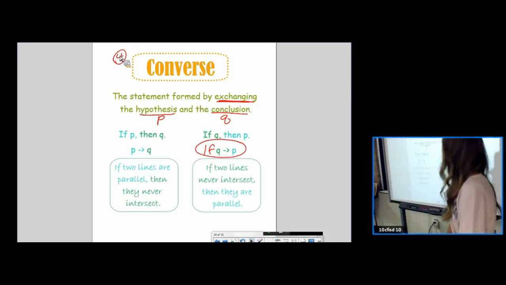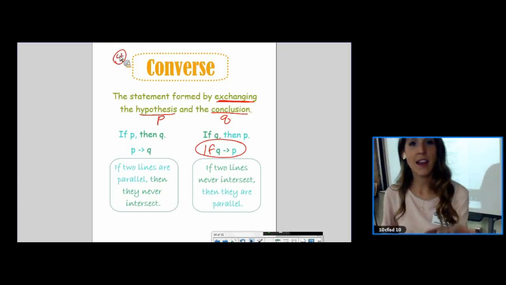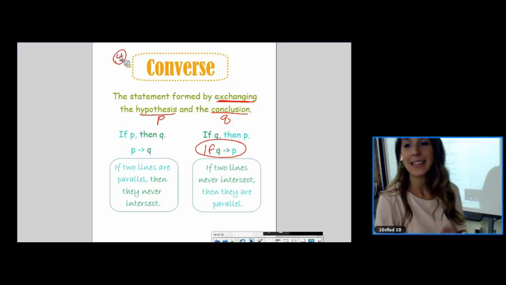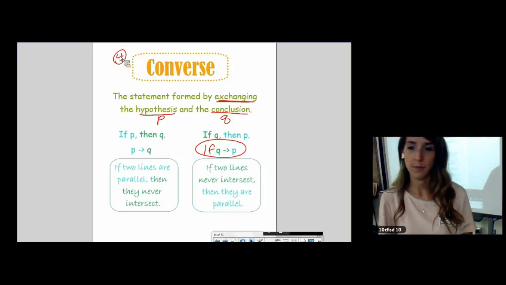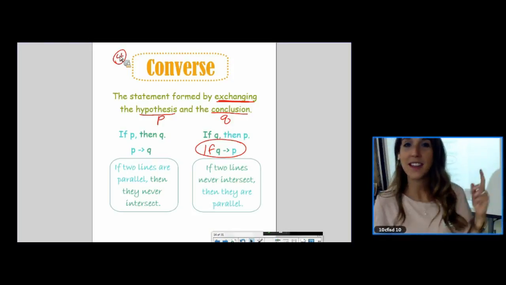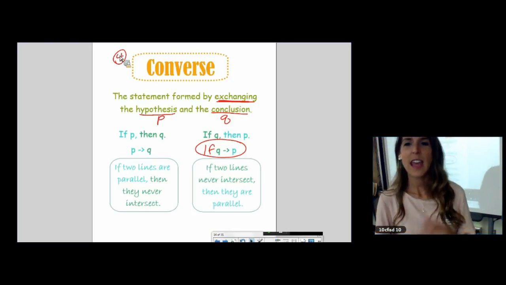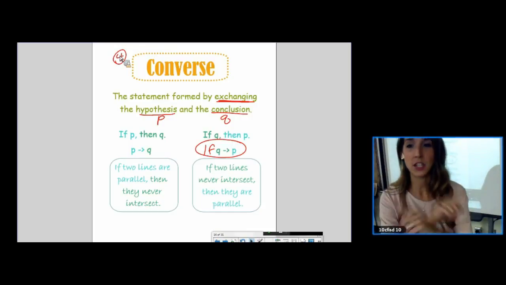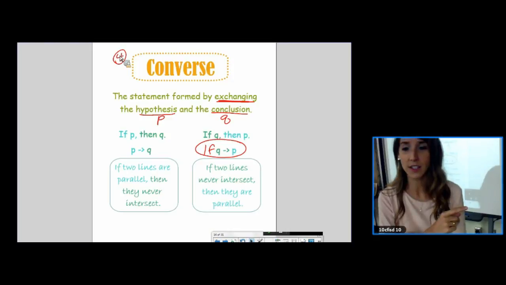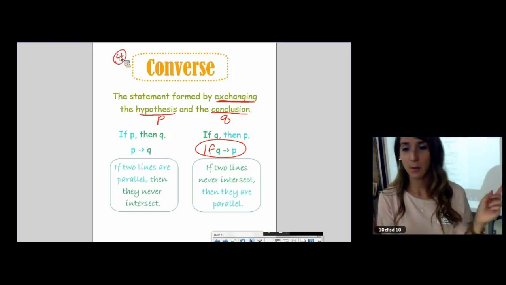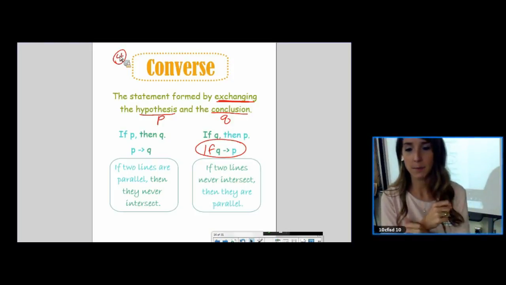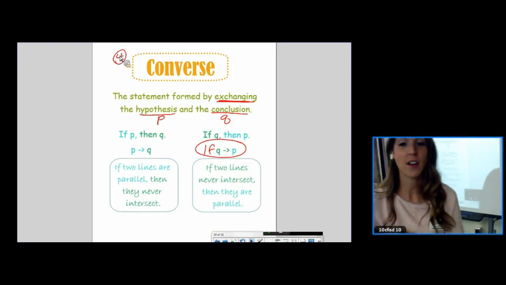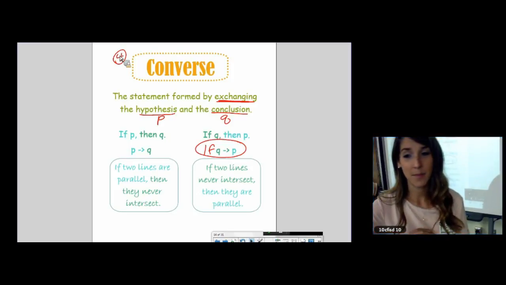So an example is, if two lines are parallel, then they never intersect. The converse is, if two lines never intersect, then they are parallel. If you give a mouse a cookie, then he'll ask for a glass of milk. If a mouse asks for a glass of milk, then you gave him a cookie. You're switching. So I want you to think converse, reverse. Reverse the hypothesis and the conclusion.